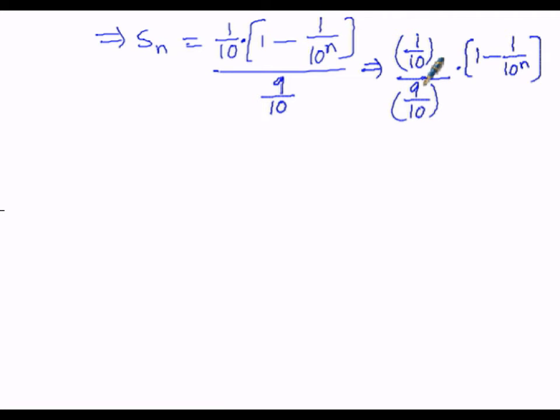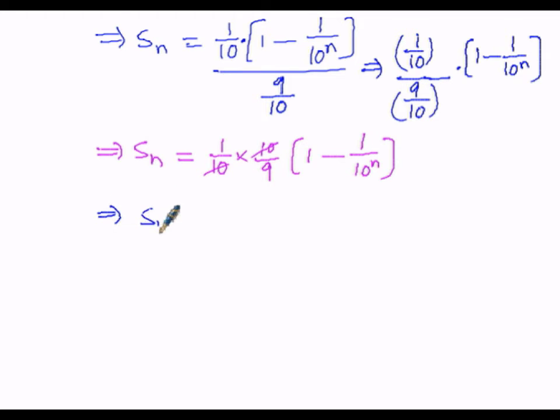Now the next logical step: S of n is equal to 1 by 10, instead of the division symbol I wrote it as multiplication, then the reciprocal of 9 by 10 as 10 by 9, into 1 minus the bracket, same, so 1 by 10 to the power of n, bracket close. So 10 and 10 get cancelled. So we can write it as S of n equals 1 divided by 9 into 1 minus 1 by 10 to the power of n.